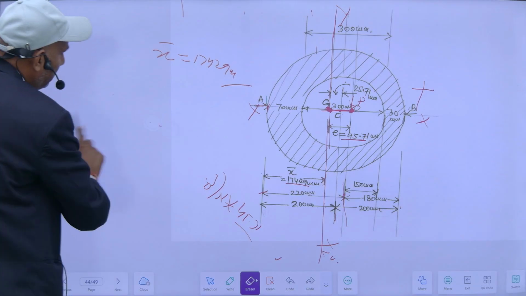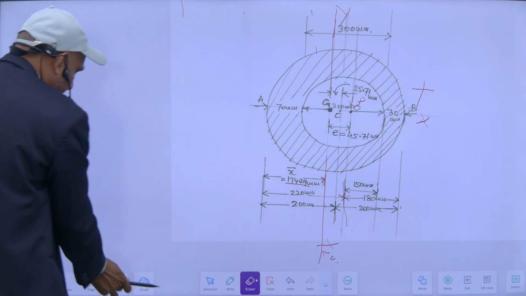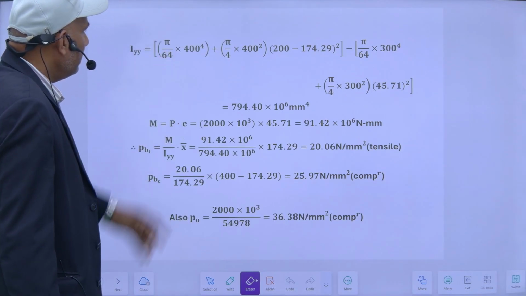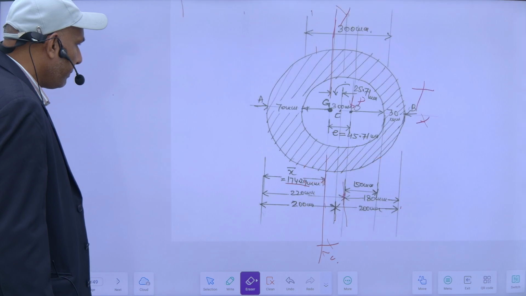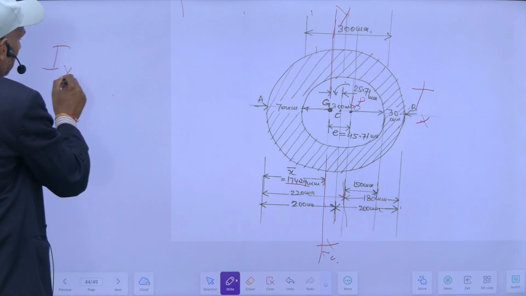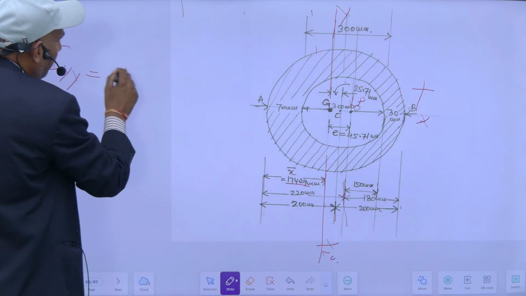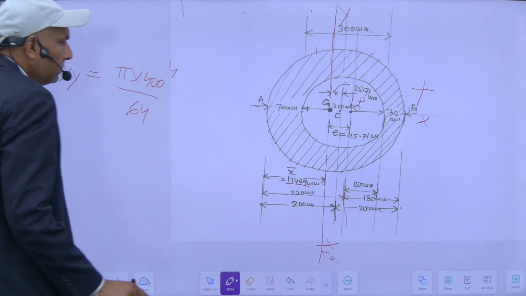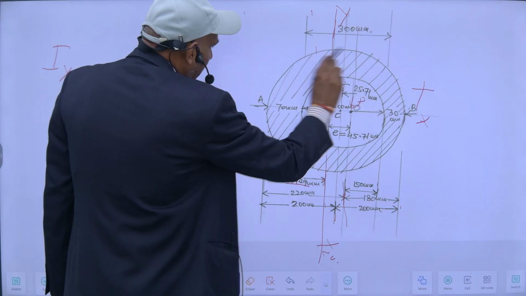So first I have to know its moment of inertia. So its moment of inertia will be this much. So this is my moment of inertia. So its moment of inertia will be, first of all, moment of inertia of the hole, it will be pi into 400 raised to the power 4 upon 64, plus its area.